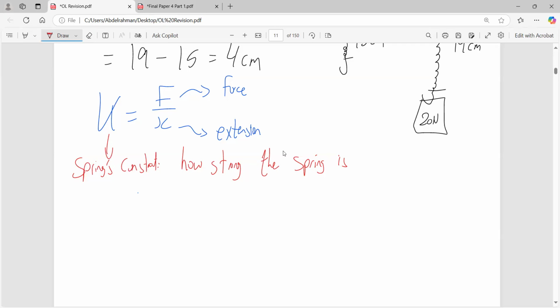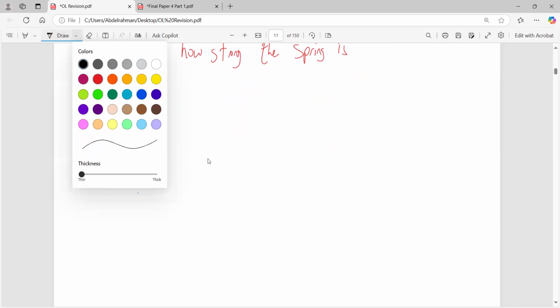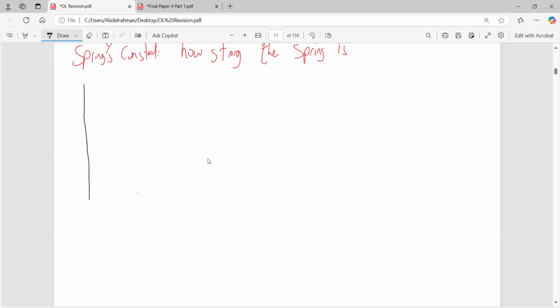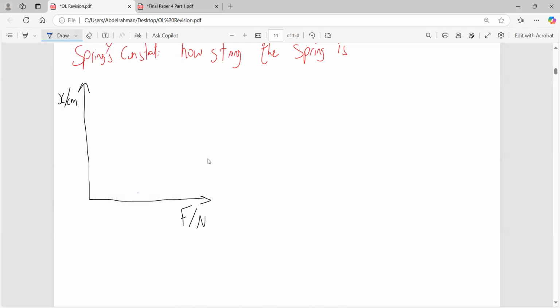Can I find the spring's constant? Yes, you can: F over x, from the graph. But how can I draw a directly proportional graph? To draw a directly proportional graph, you need to have, for example, the force in newtons here and x in centimeters. A directly proportional graph would start from the origin and move in a constant line.